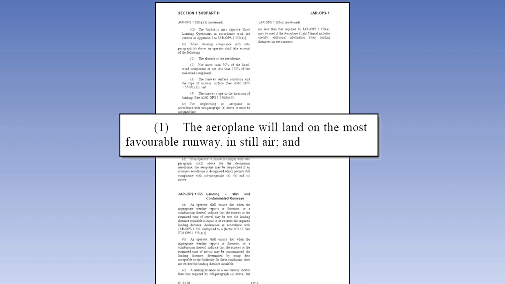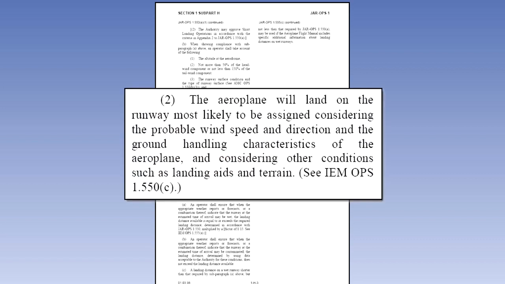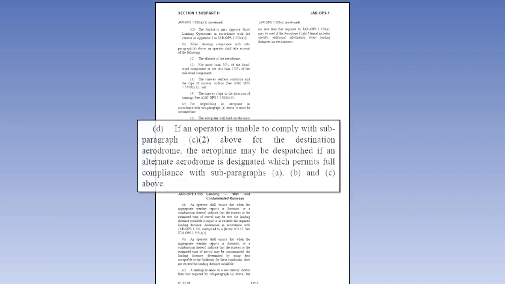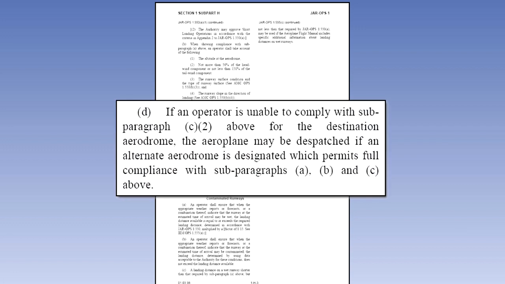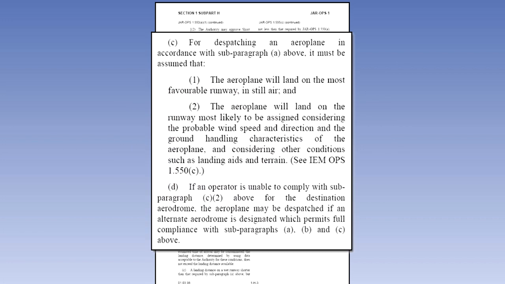that firstly, the aeroplane will land on the most favourable runway at the destination airfield in still air, and secondly, that the aeroplane will land on the runway most likely to be assigned considering the probable wind speed and direction. If this second assumption cannot be met, the aeroplane may be dispatched only if an alternate aerodrome is designated where full compliance of the regulatory dispatch requirements can be met. These dispatch regulations may sound a little complicated, so let's examine them further.